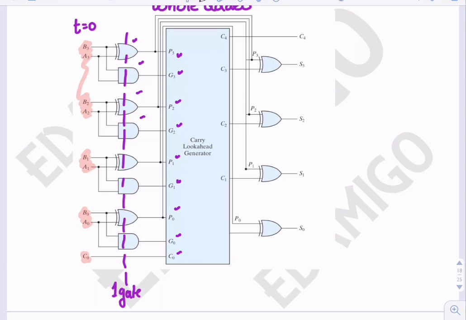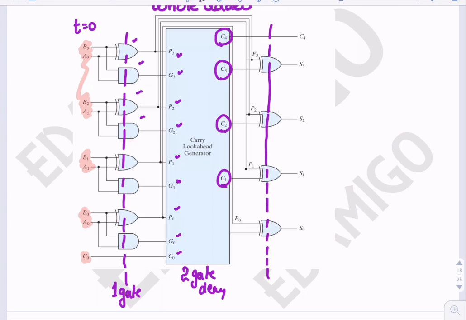Now from Pi and Gi we know that 2 gate delays are needed to produce these carries C4, C3, C2, C1, as we have seen. And from here to get the complete output, we can easily see that the sum bit can be obtained by a single gate delay.